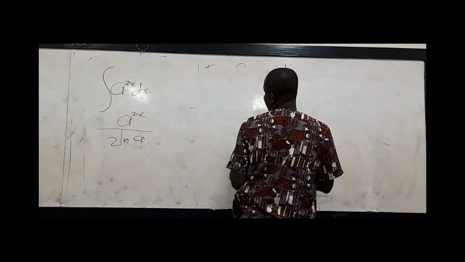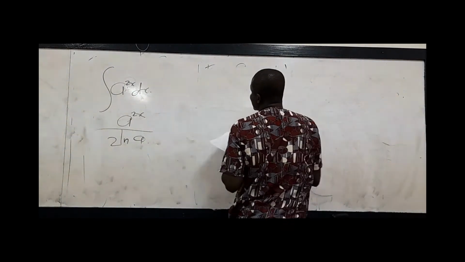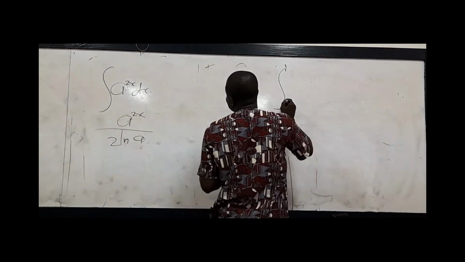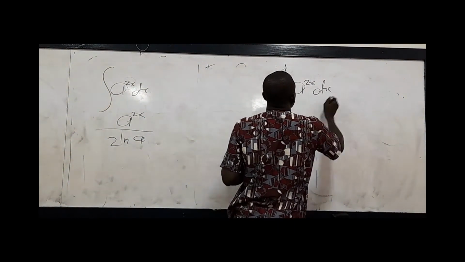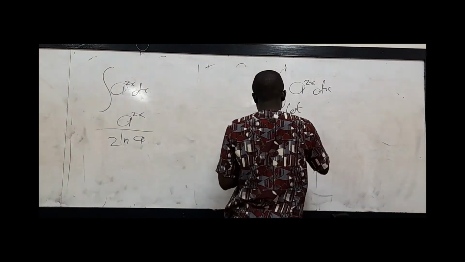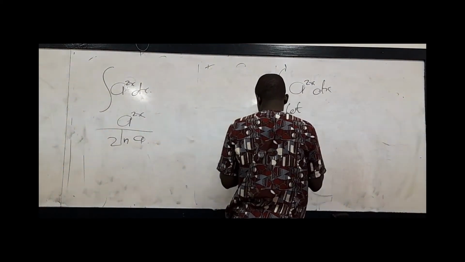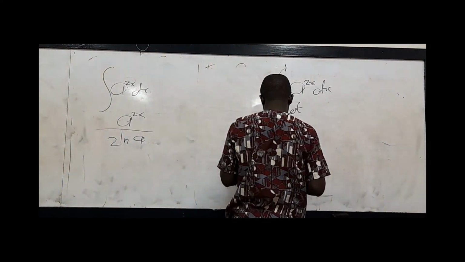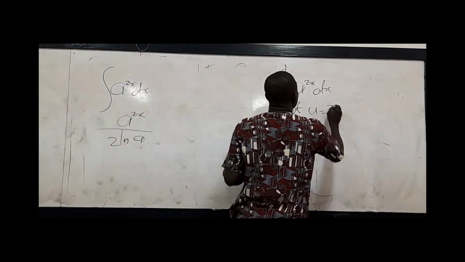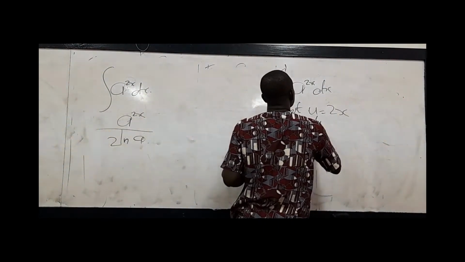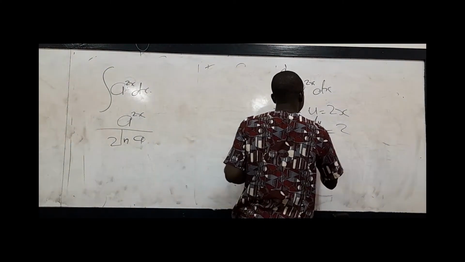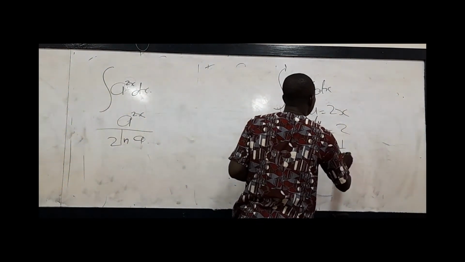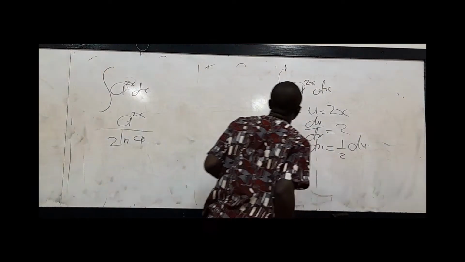Let's see. Here you have the integral of a^(2x) dx. Let u be equal to 2x. So du/dx is equal to 2, and dx is equal to 1/2 du.